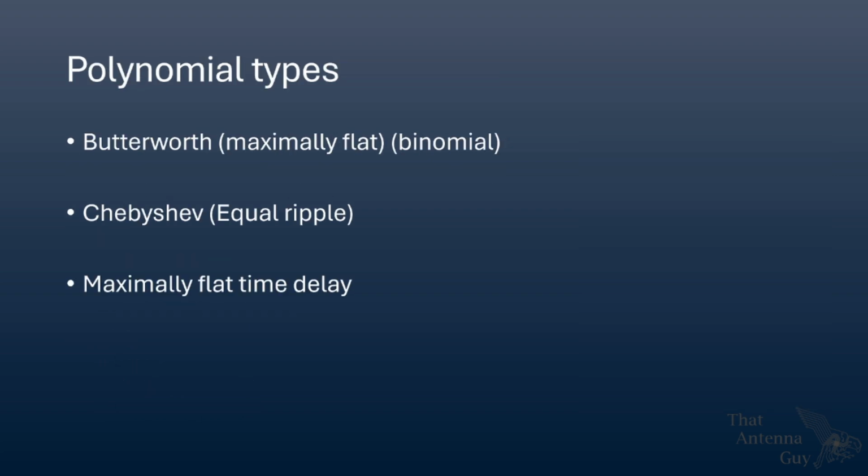There are 3 types of polynomials we'll be using for this course. The Butterworth polynomial, sometimes called maximally flat or binomial, will give you a flat response in the passband and an all-right attenuation rate.